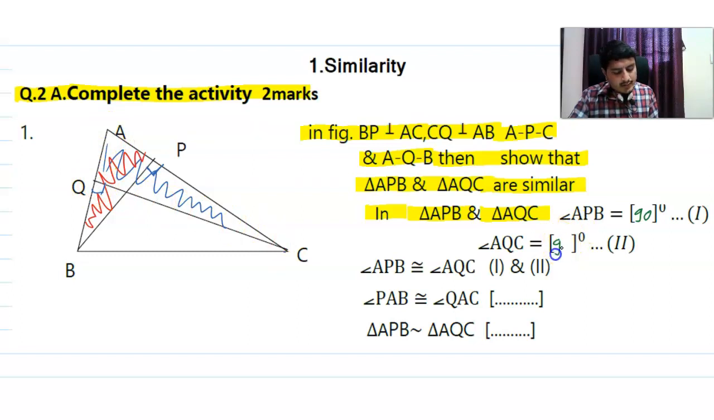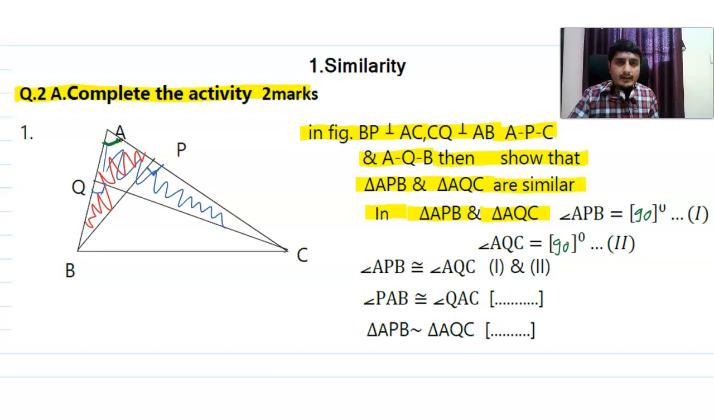Now look at the next statement. We have given angle, that means once they are having the same measures, so that we can say the angle APB is congruent to angle AQC. Now look at the angle A, which is the common angle in both the triangles.